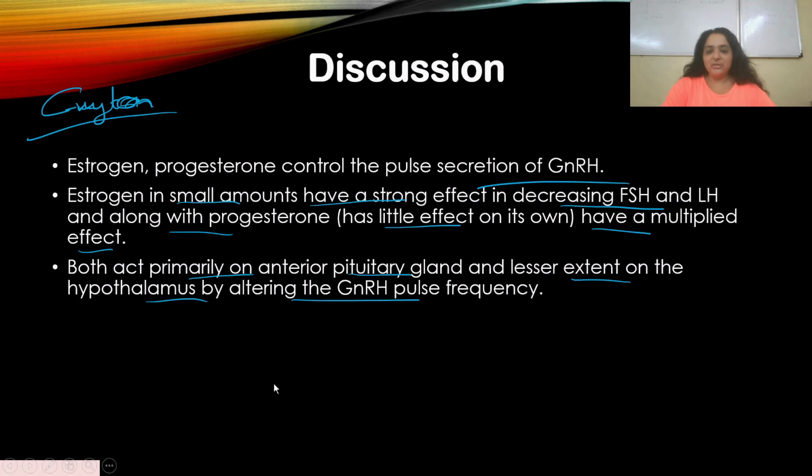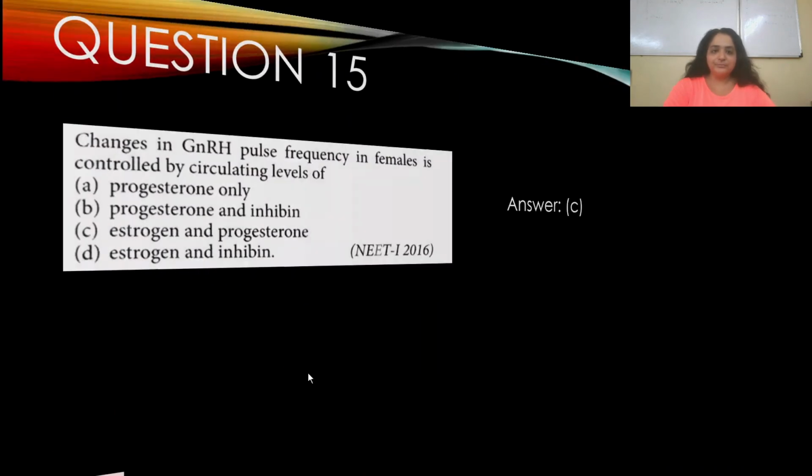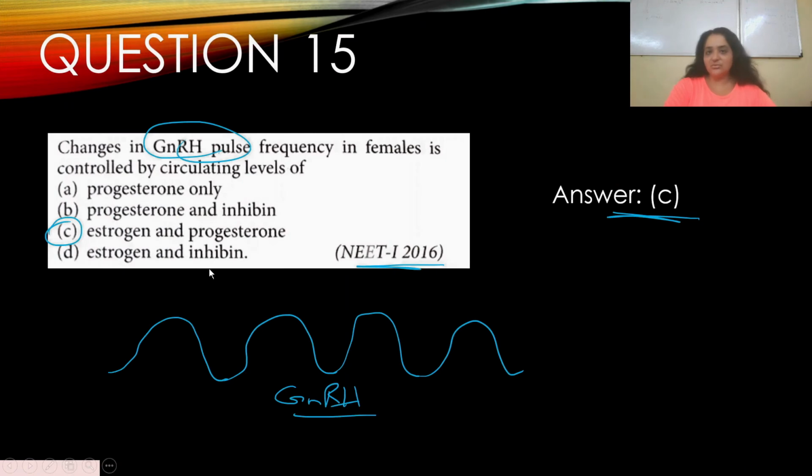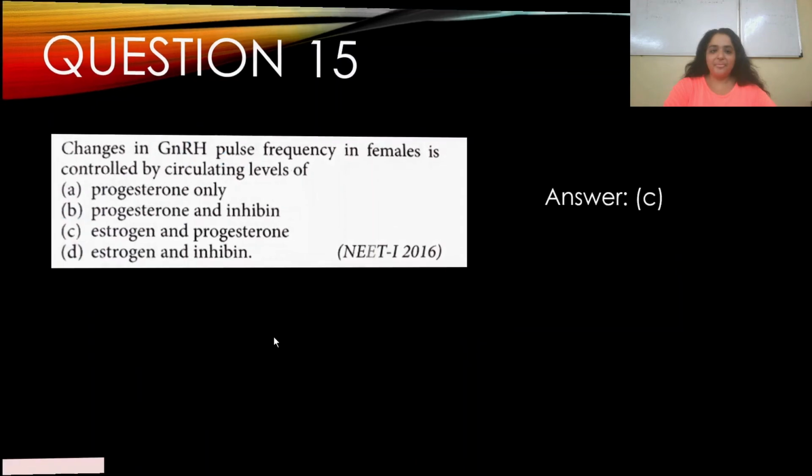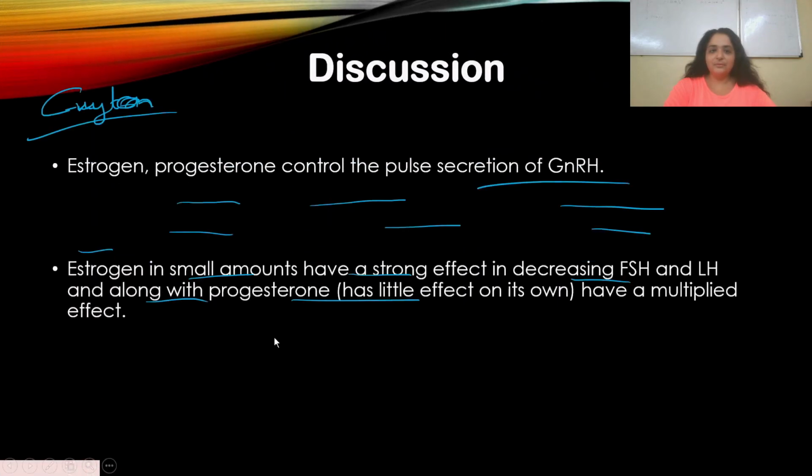Inhibin, I just wanted to mention, also has an effect on the anterior pituitary, but only stops FSH. It does not really have a direct effect on the hypothalamus, right? So your answer over here should be C, estrogen and progesterone. That would make sense, right? I guess we can move on.